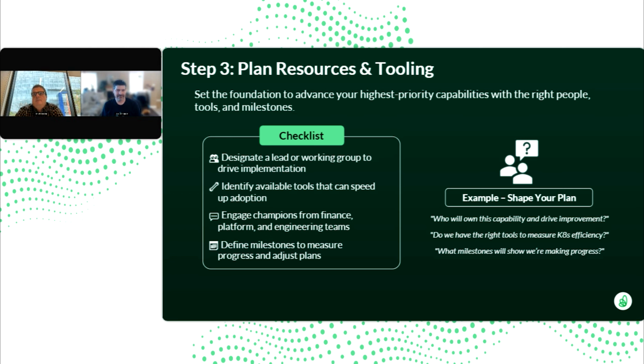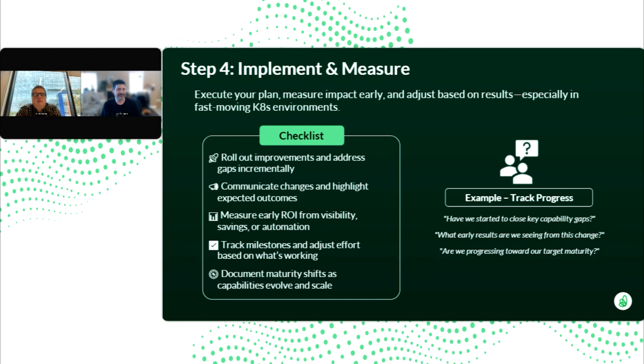So here, you're shaping your plan, right? You need to understand who's going to own this, who's going to drive it. Do you have the right tools in place? And last but not least, what milestones do you have that demonstrate that you're actually making progress toward what you're trying to achieve? And then finally, once you've gone through the planning phase, it's all about implementation, right?